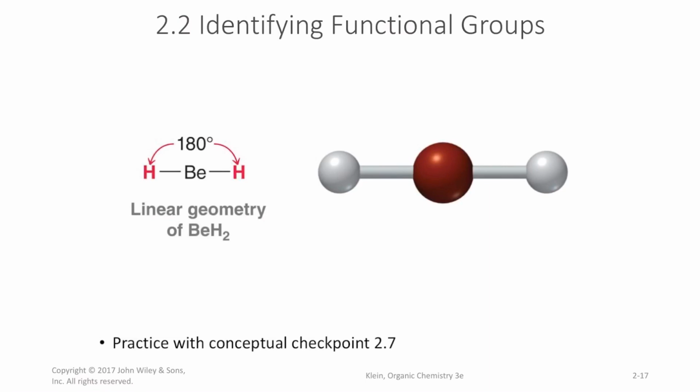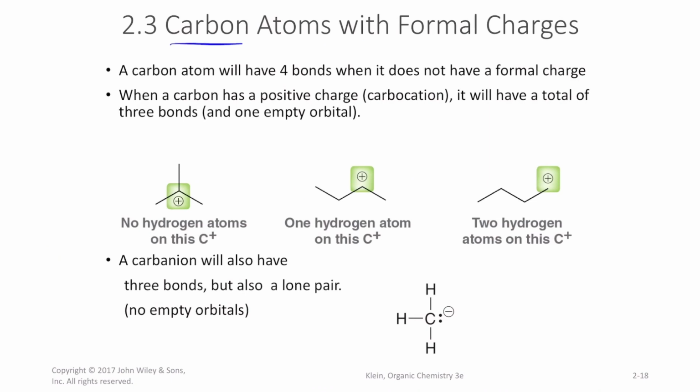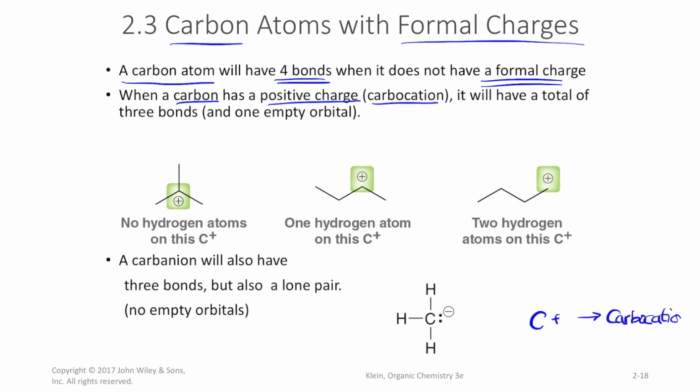So with that, let's talk about identifying the functional groups. Here you have a beryllium atom that's connected to two hydrogens. This is a classic example of a hydride. Next, let's talk about carbon atoms with formal charges. A general carbon atom will have four bonds when it does not have a formal charge. If it has more than four bonds or less than four bonds, it will end up having a formal charge. When you have a carbon atom that has a positive charge, it's called a carbocation. A carbon negative is called a carbanion.